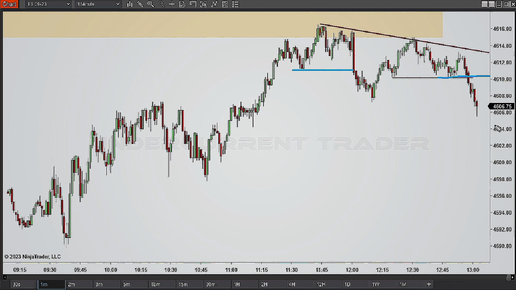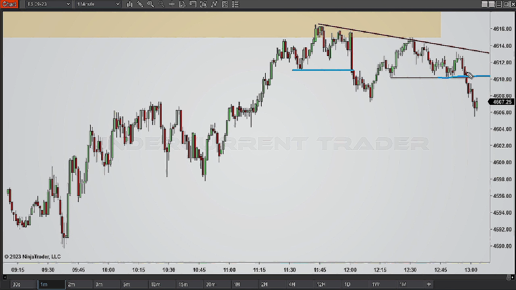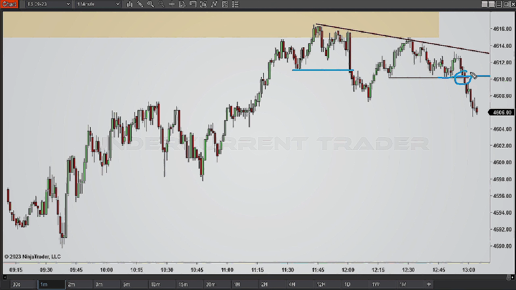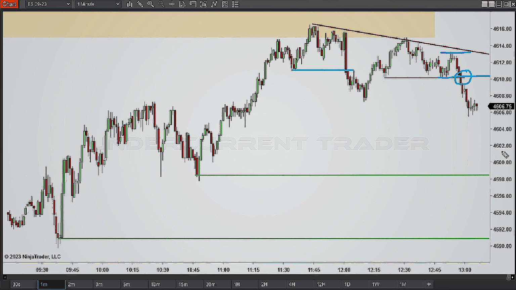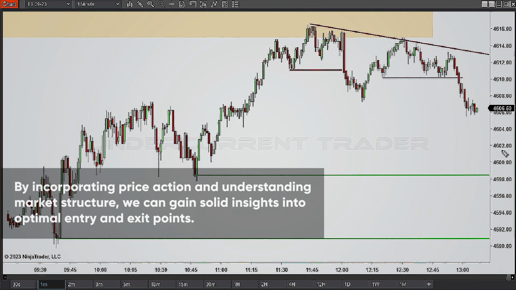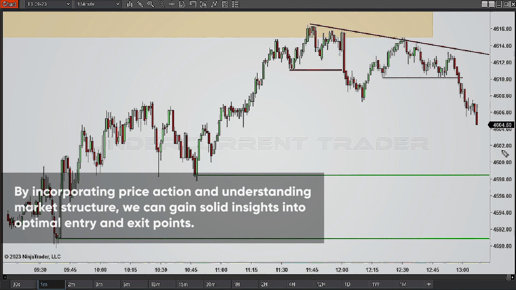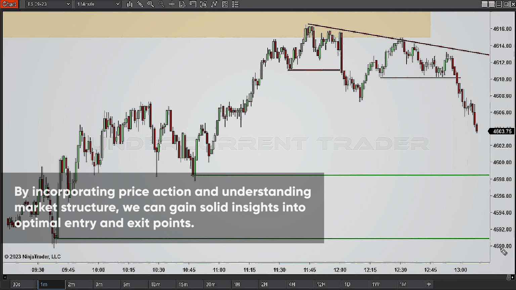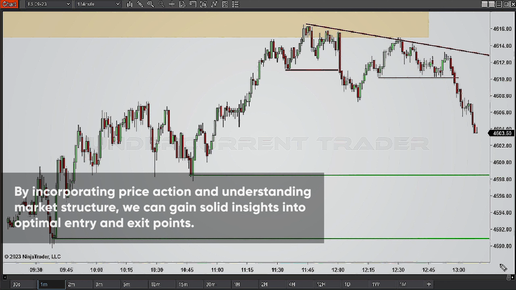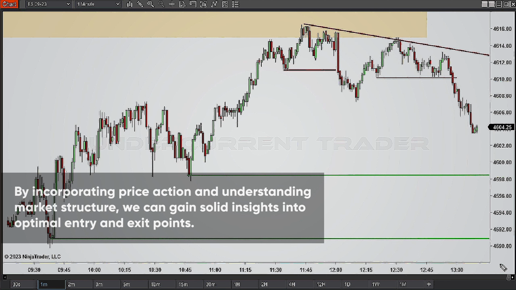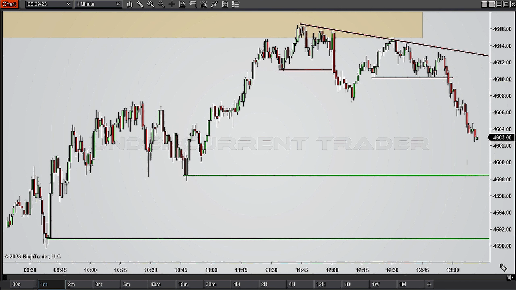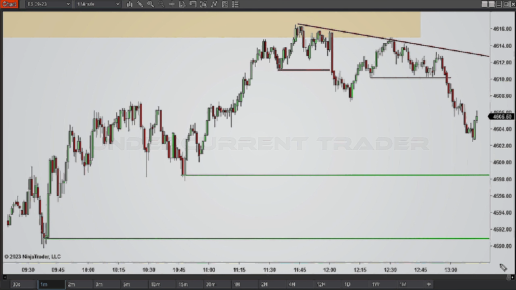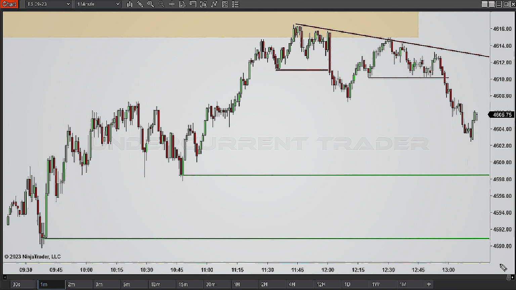So all of this information leads us to this potential short entry point with obviously a stop loss above this level. My point here is that by incorporating price action and understanding market structure, we can gain solid insights into optimal entry and exit points. This approach, I think, allows us to measure, obviously to a certain extent, the strength of trends and capitalize on high probability trades more effectively.